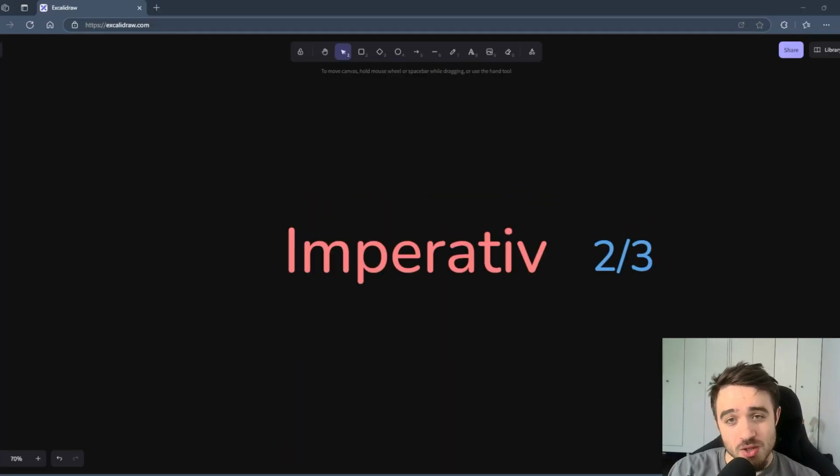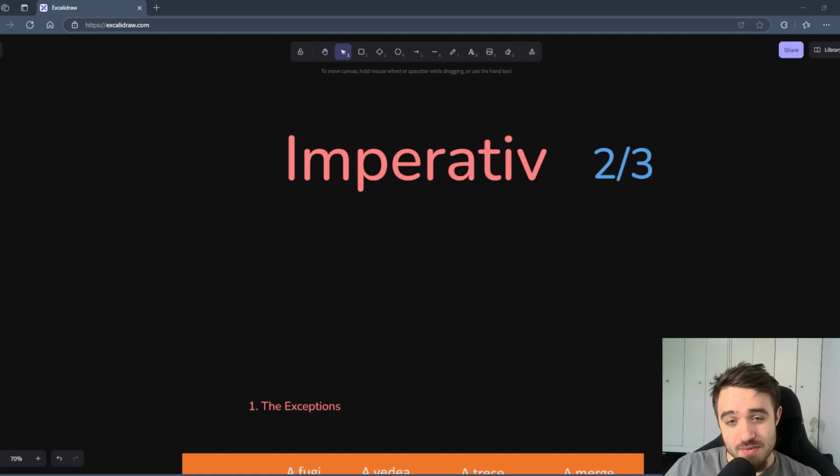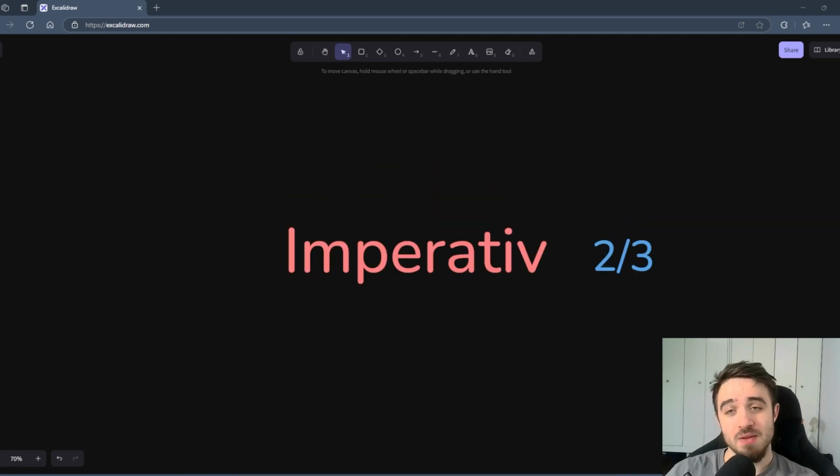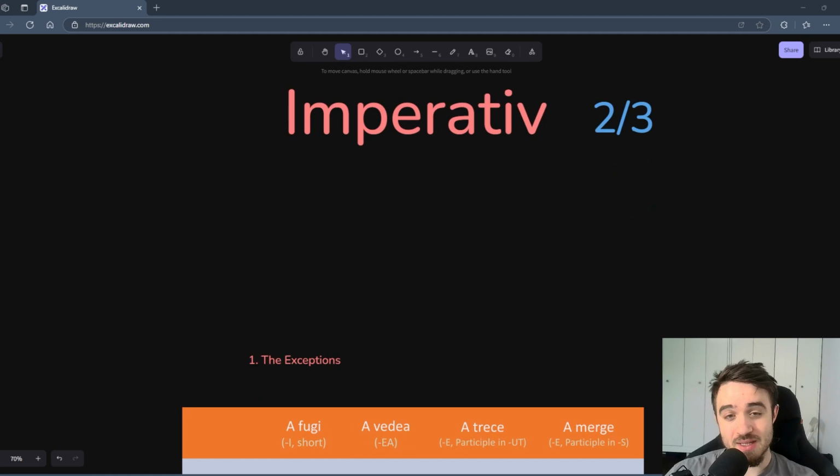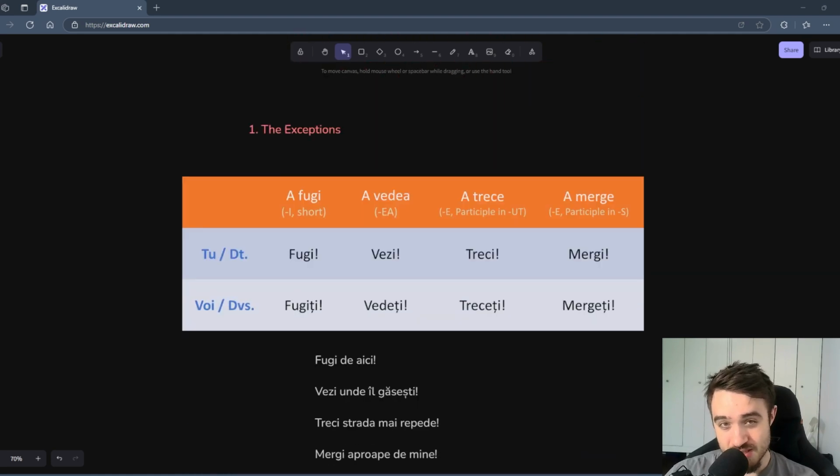Alright then, so we are talking about the imperative and the exceptions thereof. Today we have a very interesting one. If for the main rule we take the third person, so el, ea, and that's how we address the imperative. For example, lucrează, muncește, coboară, and so on. In the second part, we'll cover the exceptions, which means that today we're all about the second person. This is basically the exception.